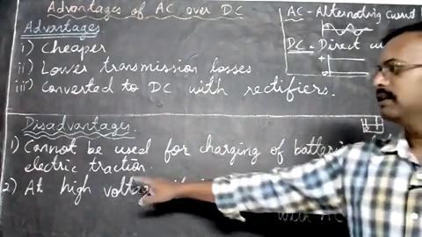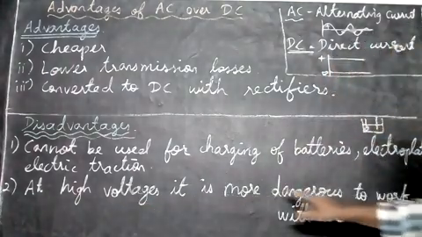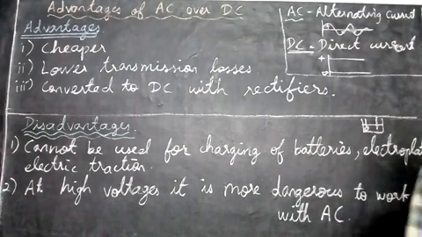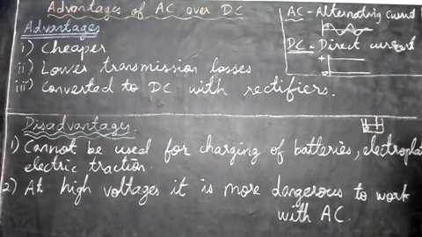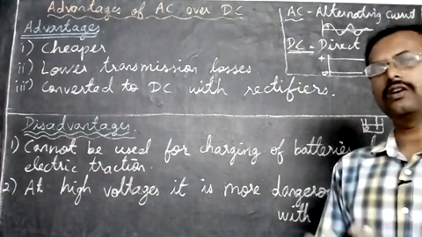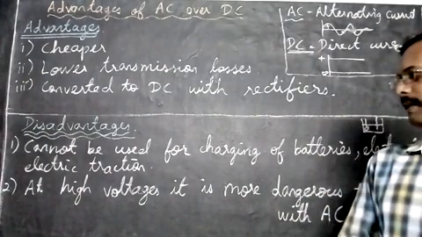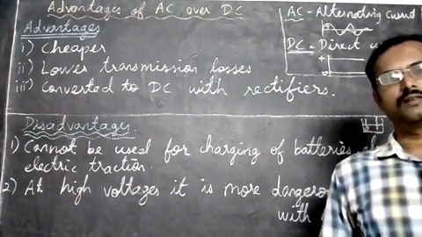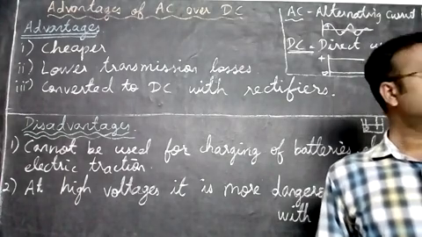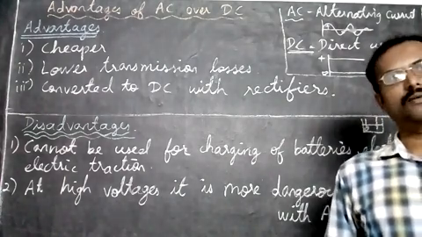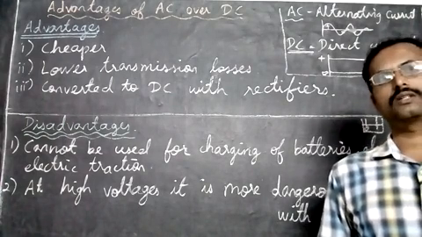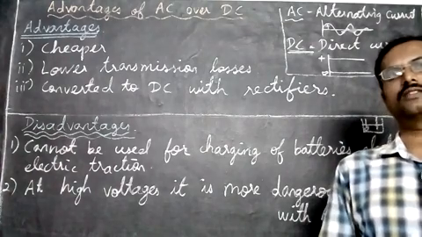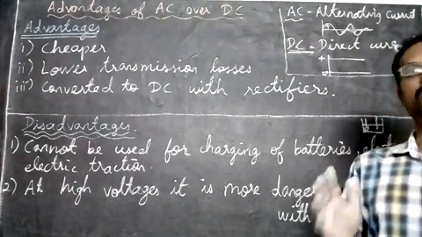Next, the second case: at high voltages it is more dangerous to work with AC. If you take a battery or an ordinary cell, 1.5 volt, you can just hold it in your hand. A cell doesn't damage as much. But a plug point gives you 220 volts in India, and in the US it is 110 volts. If you touch the plug point, we get a shock. The wires which come to a house or on the roads carry 11,000 or 20,000 volts. We can't touch that at all. It's very, very dangerous to work with high voltages in AC.